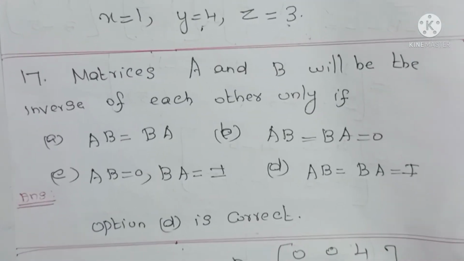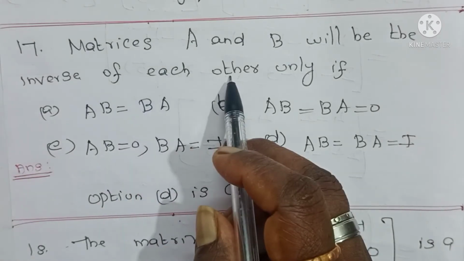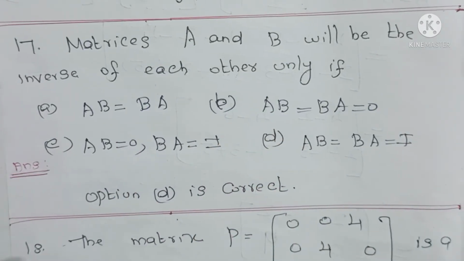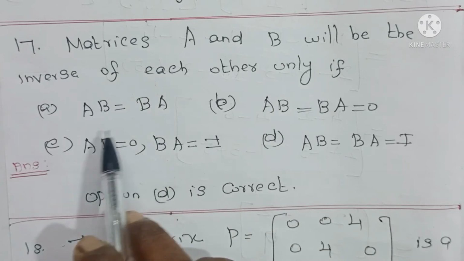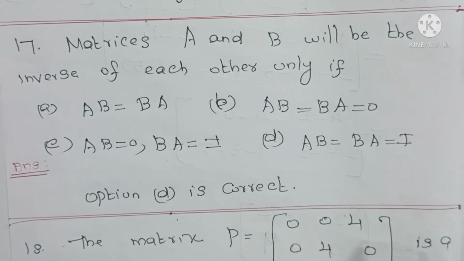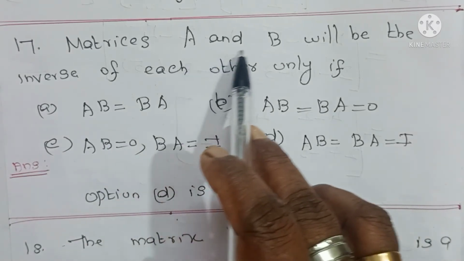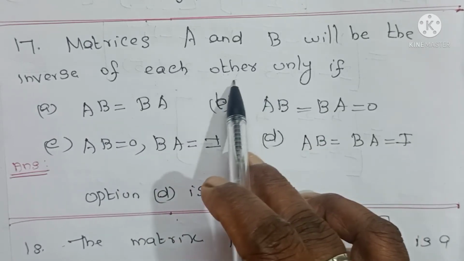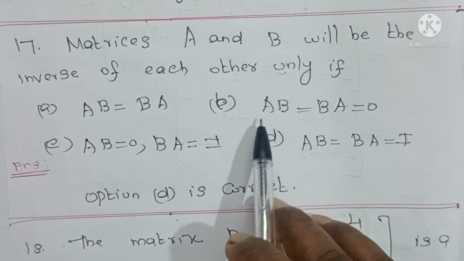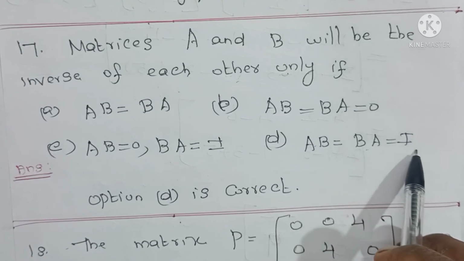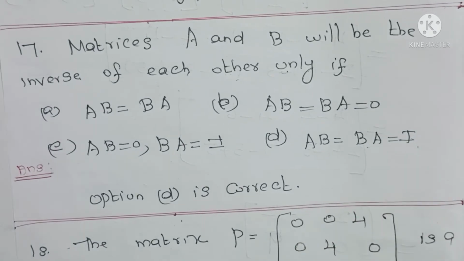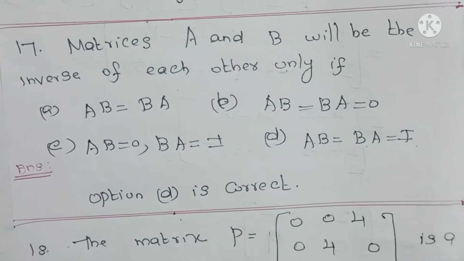Next, move on to the 17th question. Matrices A and B will be the inverse of each other only if, they have given 4 options. Matrices A and B are inverses of each other means AB is equal to BA is equal to I. So option D is correct.